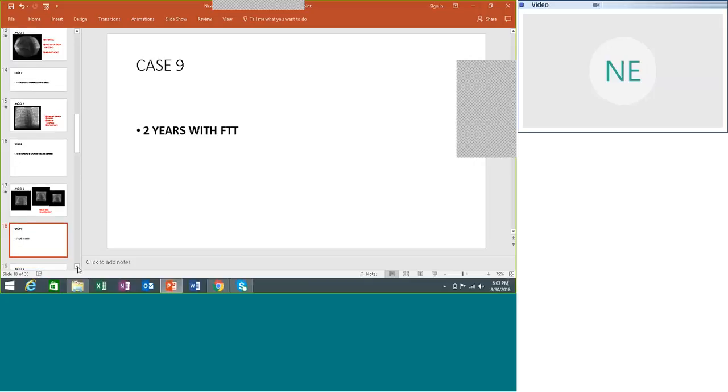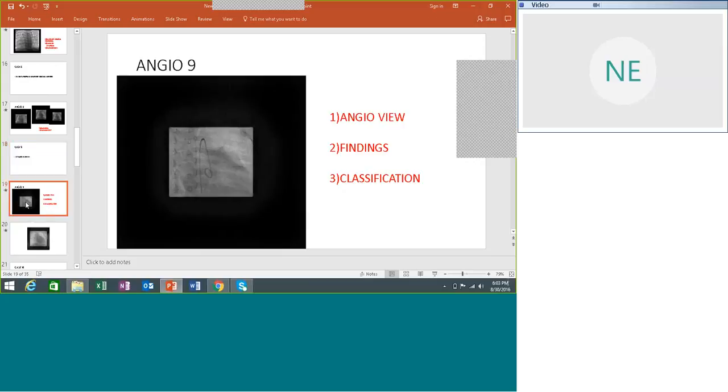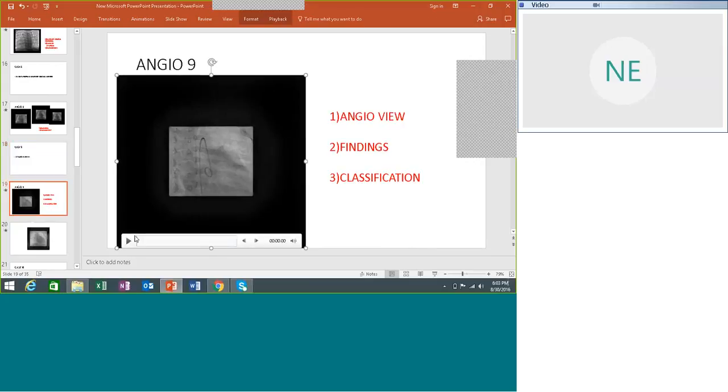Okay, 2 years old with failure to thrive. Recurrent LRTI, failure to thrive. Quick answers, please. Very easy. Angio, AP window. Excellent. So this AP window, what will be your mode of treatment? In this particular case, 2 years old, about 10 kgs child. What will be your mode of treatment? Anyone?